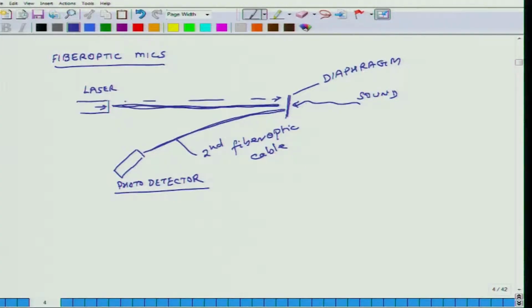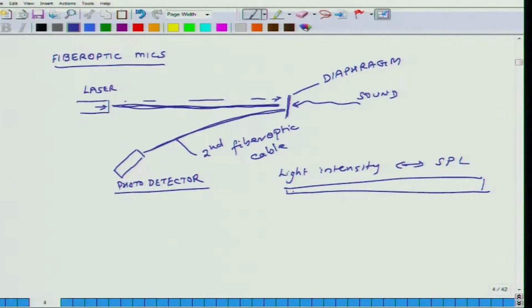When there is motion, based on the pressure, the deflection of this diaphragm, the motion of the diaphragm is more or less, and based on that the intensity of light which comes back and which is detected by the photodetector, it changes. So here what I am doing is that I am correlating light intensity to SPL, to sound pressure level. And these are somewhat exotic mics, not very popular because they are a little more expensive, but they have some very unique attributes.